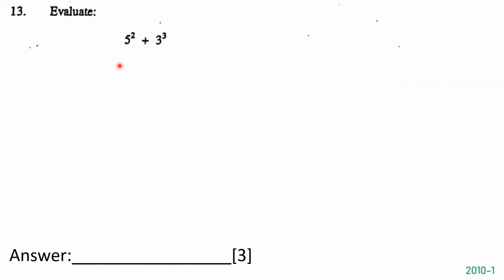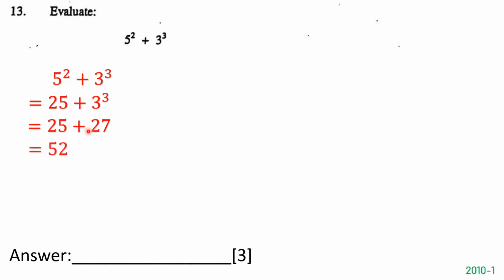We have 5 squared plus 3 cubed. And so we have 5 squared, which is 5 times 5. That's going to be 25. And then 3 cubed is 3 times 3 times 3. So that's going to be 9 times 3, which is going to be 27. And so we add them. 25 plus 27 is going to be equal to 52. All right, and so the answer here is 52.